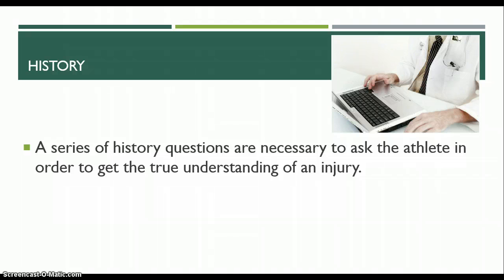When taking a history, you must look at a series of questions. These questions involve asking the athlete, what were you doing at the time of injury? What position were you in when you hurt your knee? Did your knee collapse? Did you hear a noise? Did you feel a sensation? Was the sensation sharp? Was it dull? Was it achy? Was it tingly? What was the sensation you felt, if you felt one?